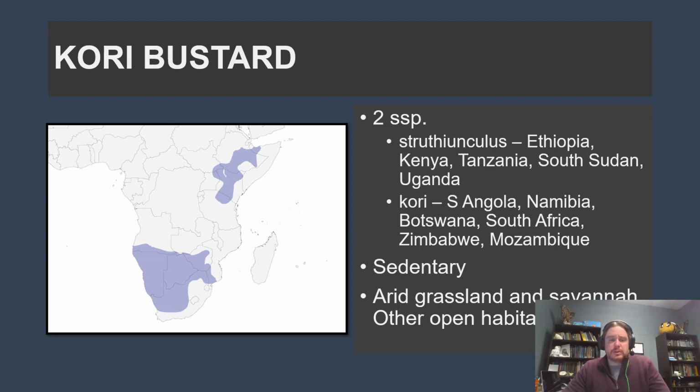So the kori bustard is native to Africa, and there are two subspecies, struthiunculus and kori. Struthiunculus is found in that upper blob here, and kori is found down here. Struthiunculus is in places like Ethiopia and Kenya and Tanzania, and kori is found in South Africa and Angola primarily, and places around there. They are sedentary species of arid grasslands and savannas. They also like other very open types of habitats where they like to forage.